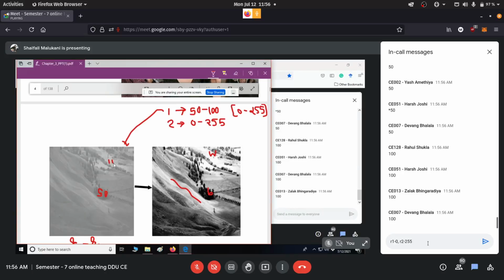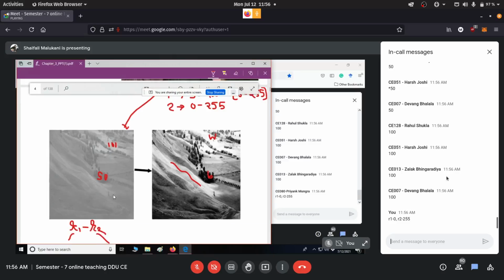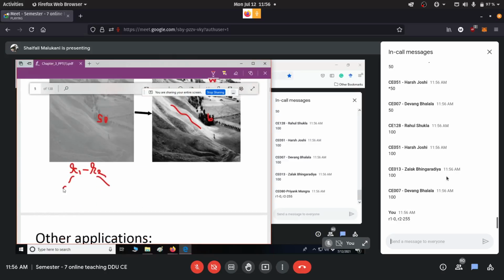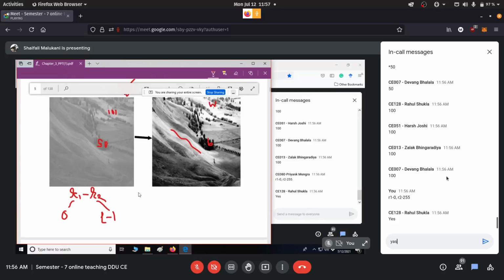Now, if I want to enhance the contrast, what I need is: R1 should get mapped to 0 and R2 should get mapped to L minus 1. Should I write L minus 1, so that it will be more generalized, instead of 255? R2 should be mapped to 255, or rather, I should say R2 should be mapped to L minus 1. All of you are comfortable with this? Are you comfortable with this point so that I can move ahead? Otherwise, I have to discuss this. Clear, no? Okay. Now, how will the transformation look?